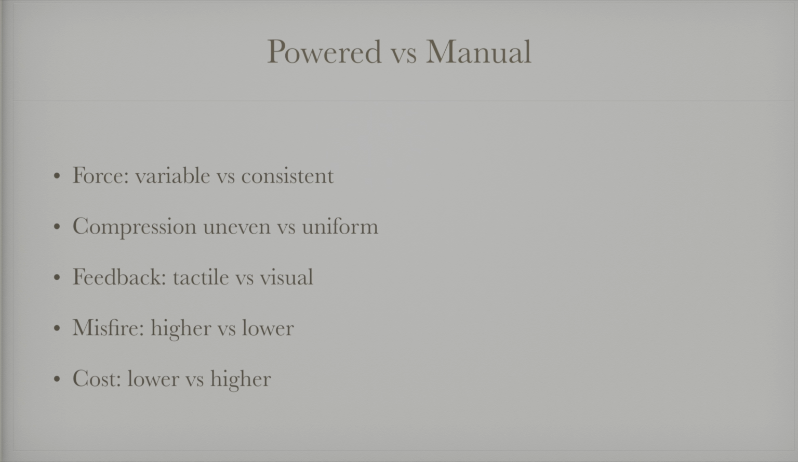The powered versus the manual. The force is variable for manual and consistent for the powered. Uneven compression occurs in the manual one and there is uniform compression in the powered one. Tactile feedback can be obtained in the manual. Only visually can we assess for the powered. The chances of misfiring are higher in manual and lower in powered. Manual is less expensive compared to the powered one.